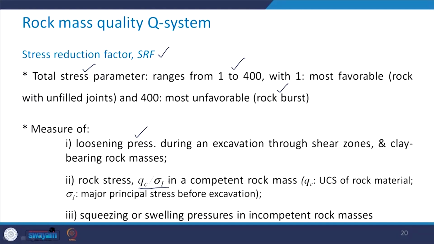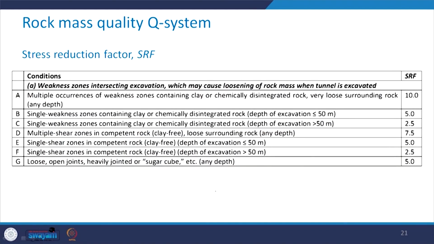In a competent rock mass, QC is the UCS of the rock material or the intact rock, and sigma 1 is the major principal stress which is before the excavation. Then the third quantity is squeezing or swelling pressures in incompetent rock masses. So, all these three quantities are represented by this factor SRF. How, we will see when we assign the rating to SRF as per this table.